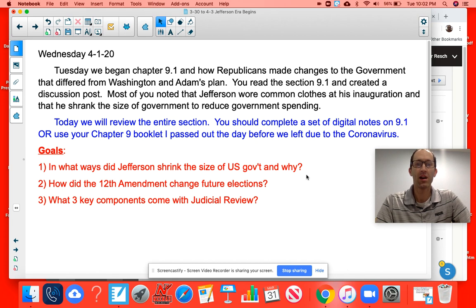All right. Most of you noted some of the good things. The best thing was Jefferson reduced the size of government. Many of you, though, talked about how Jefferson wore common clothes at his inauguration. That was not one of the key points. Yes, it was different, but that wasn't the key point. He shrank the size of government.